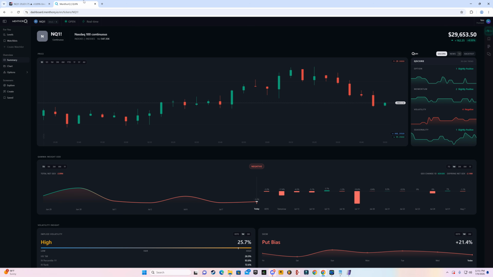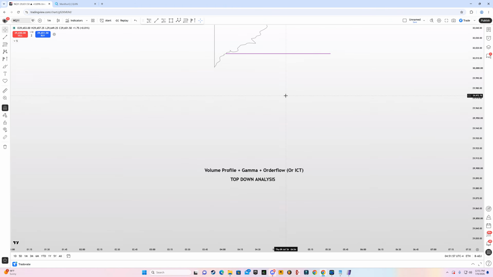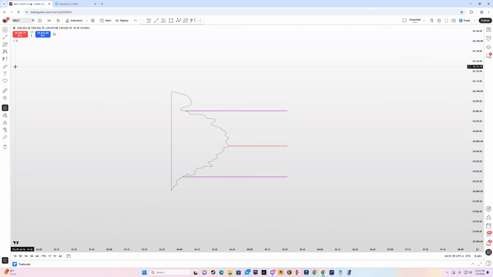So first of all, let's go over what is a positive gamma regime and what is a negative gamma regime? When we are in a positive gamma regime, we will expect failed auction setups to play out.